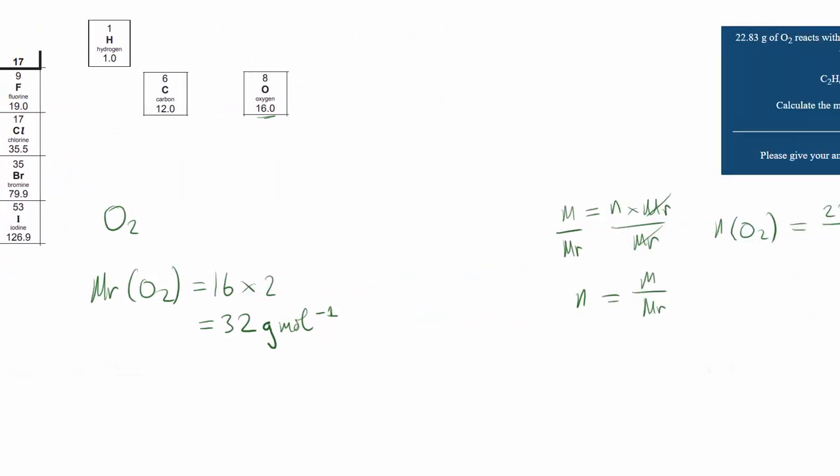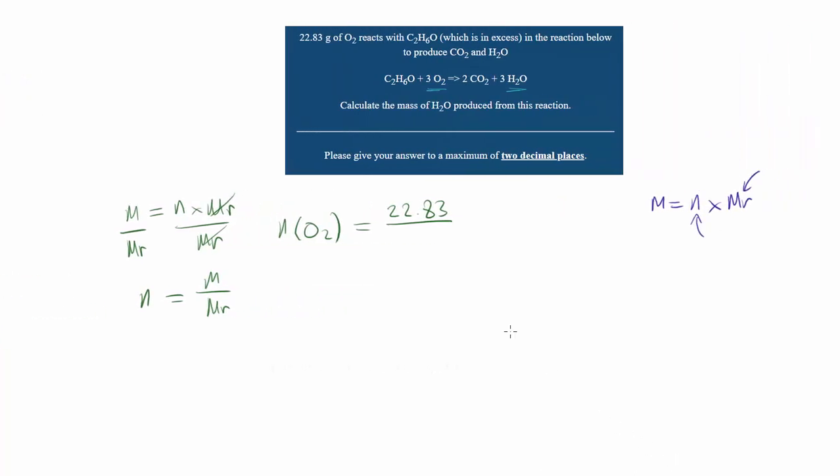Okay, so aside from that, using that figure, we would then divide by 32, right? So that's the MR in this case. And so I would invite you to have a go, see what you get when you work that out. If you did have a go, you should find you get 0.7134375, and that's going to be in moles, right?